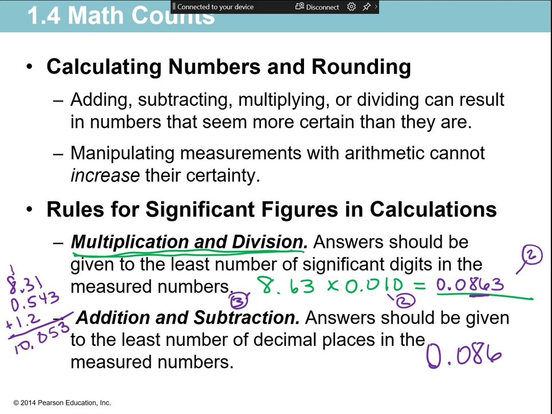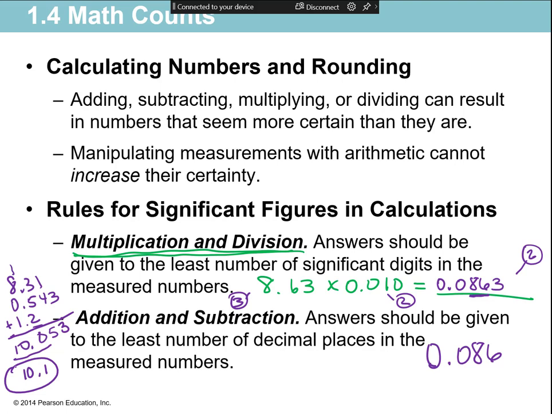So this is the tenths. That one goes to the hundredths. This one goes to the thousandths. So do you see that 1 decimal they all have in common? So that means that I'm going to have to round the 5. What will that do? Round it up. So you'll end up with 10.1 as that answer.